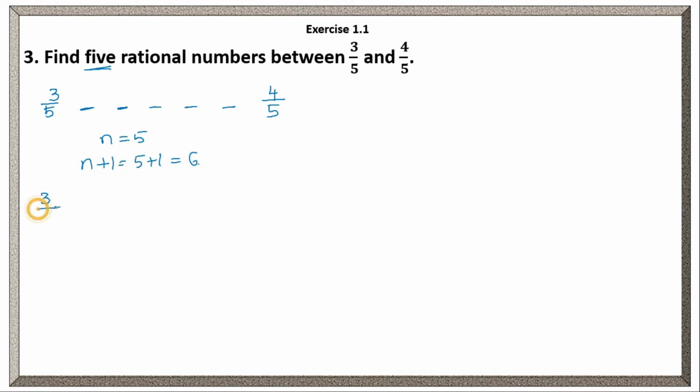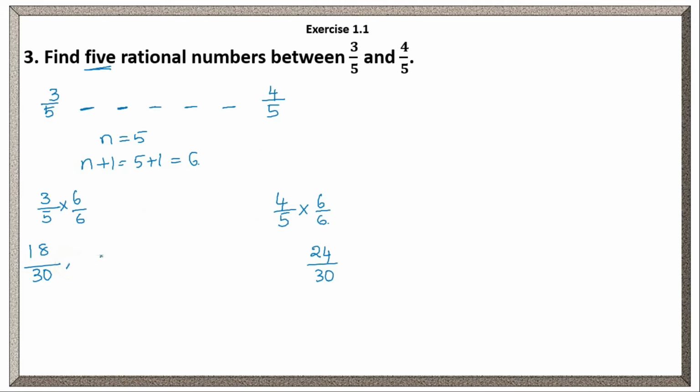Now 3 by 5 into 6 by 6. Again, if we cancel 6 and 6, same 3 by 5 only it will be, right? The value won't change. And here also 4 by 5 into 6 by 6. Clear? What it will become? 3 into 6, 18 by 5 into 6, 30. Here also 4 into 6, 24 by 5 into 6, 30. In between 18 by 30 and 24 by 30. That is nothing but 3 by 5 and 4 by 5.